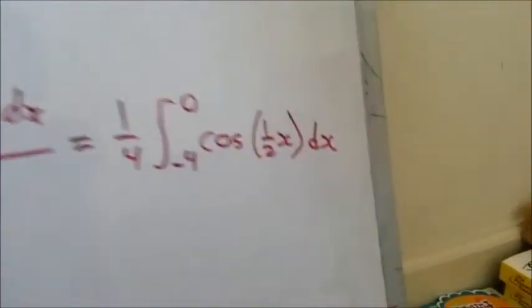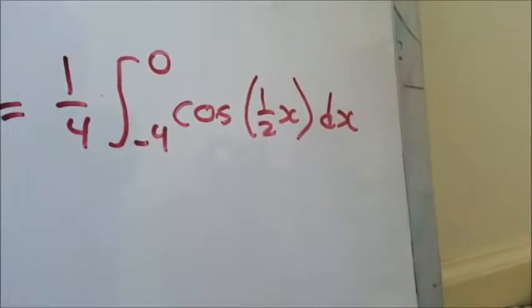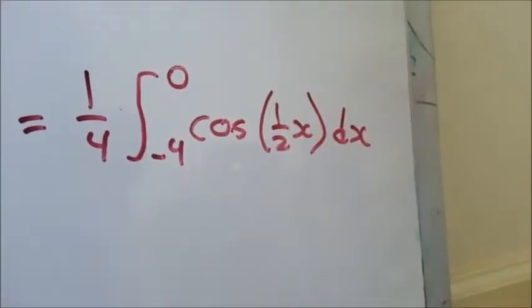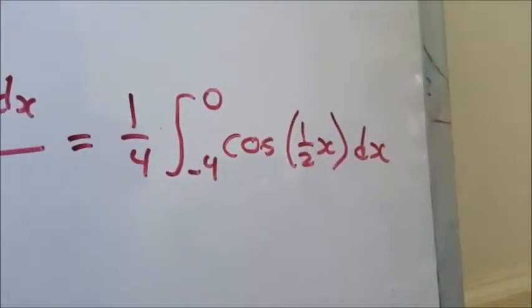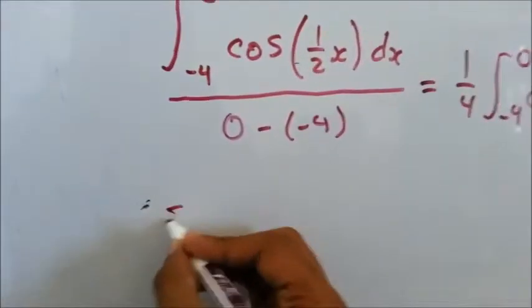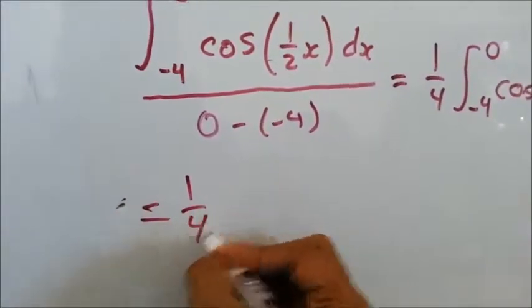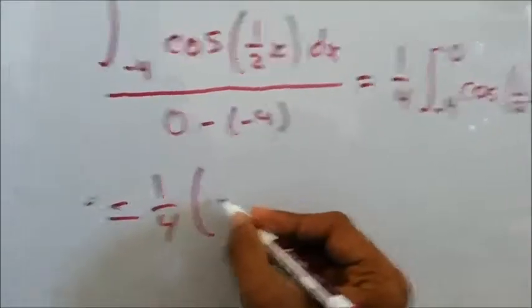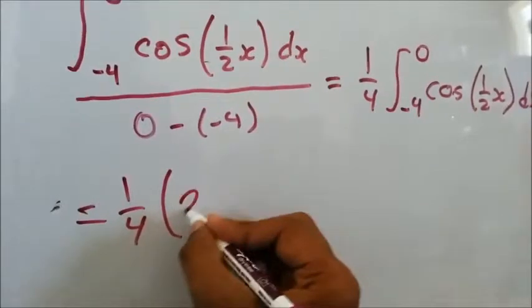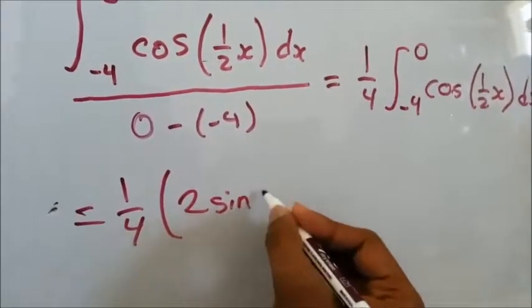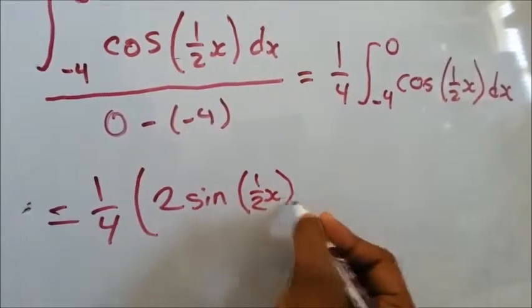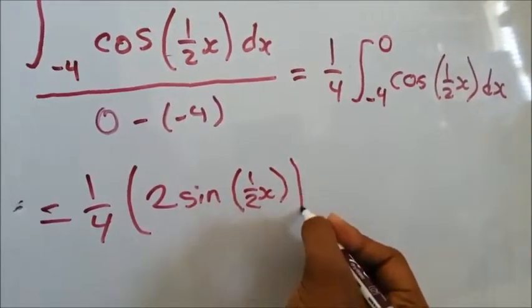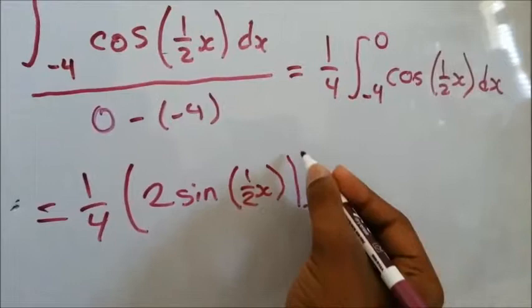So next, we have to anti-derive cosine half x. But be careful, cosine half x has a chain rule in it. So we need to account for that when anti-deriving it. But in the end, after you've anti-derived it, you should get something like this: 2 sine of half x. And then it's from -4 to 0.